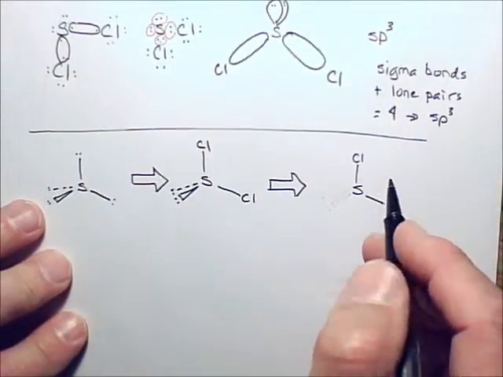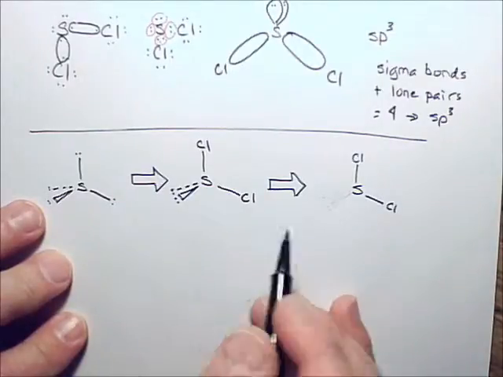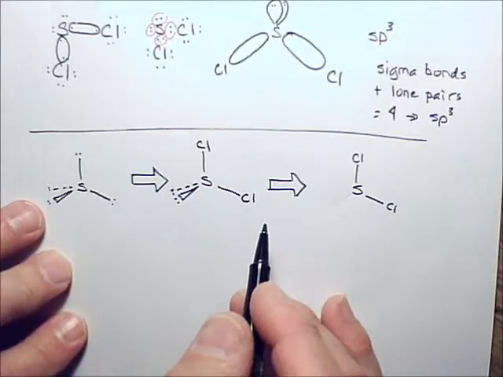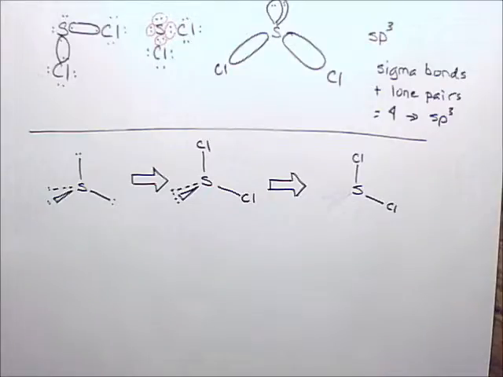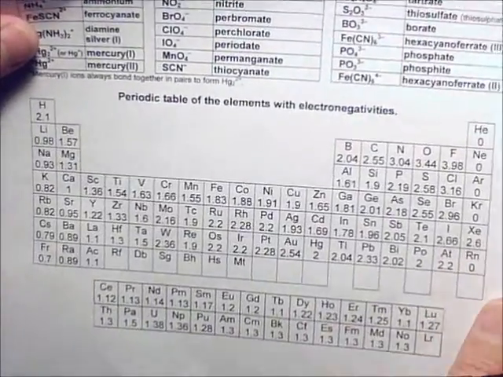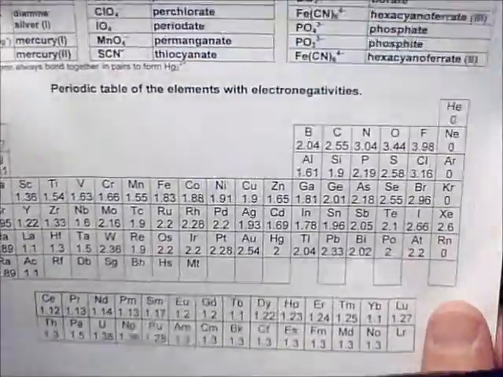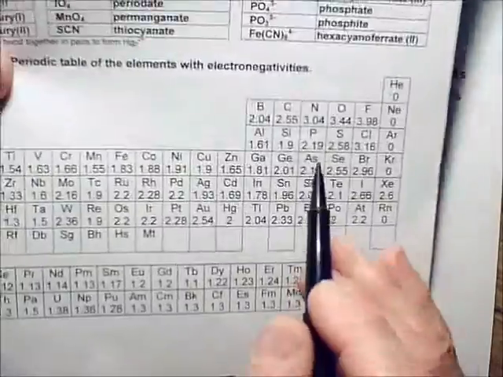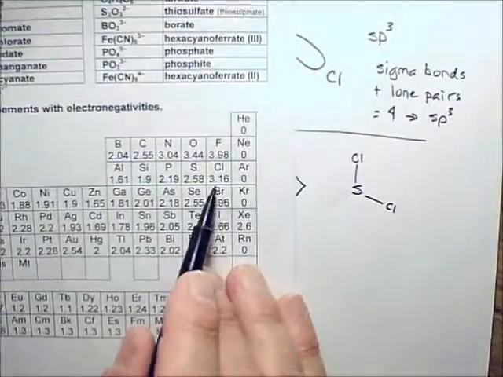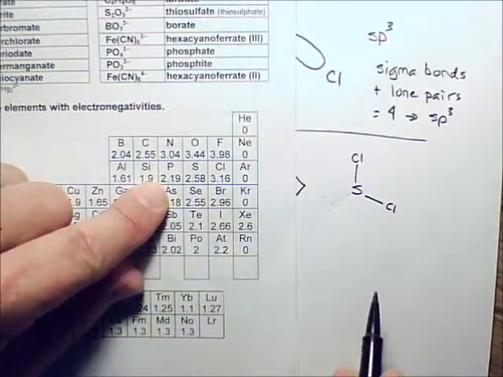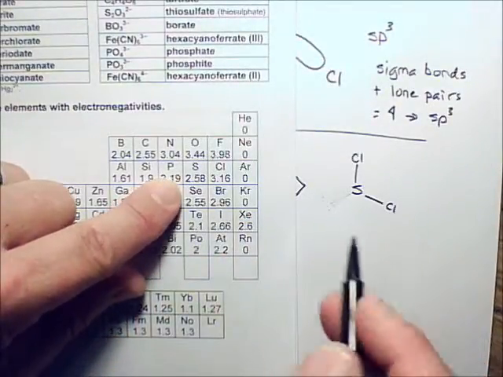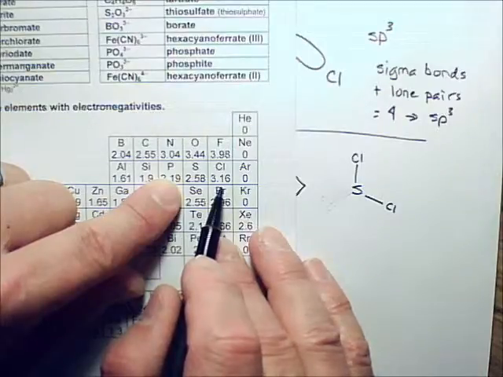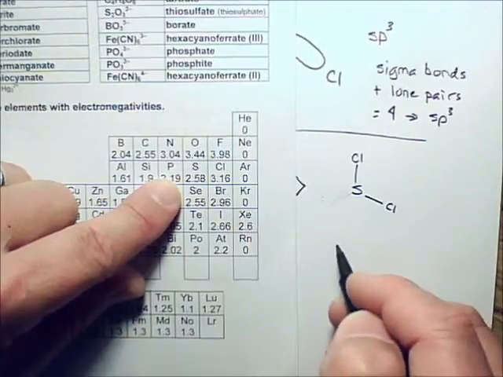Okay? So once we've got the shape of the molecule, now we're ready to find out whether it's polar or not. So for that, we're going to need our periodic table of electronegativities and your test references. So here is a periodic table with electronegativities listed on it. And we've got sulfur here and chlorine there. Okay? And so for the bonds between sulfur and chlorine, I can see that chlorine has a higher electronegativity.